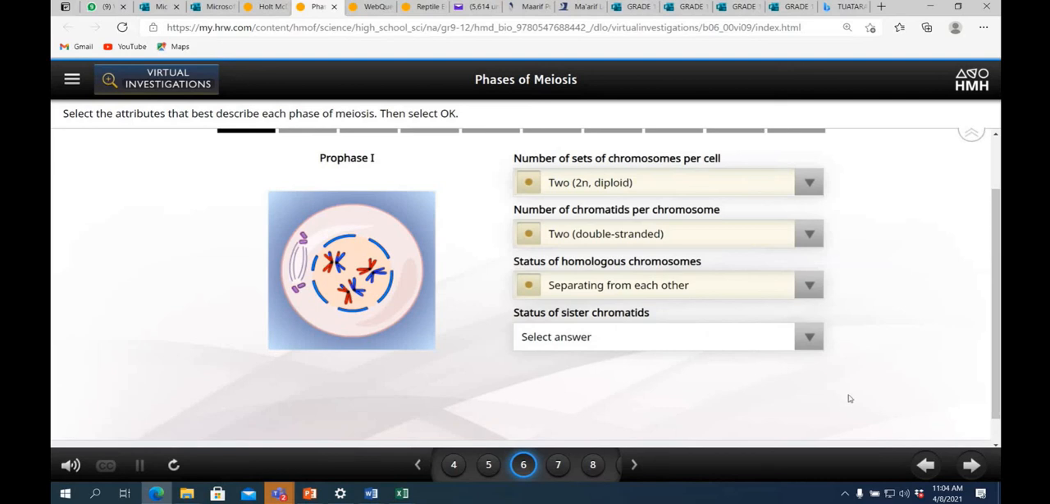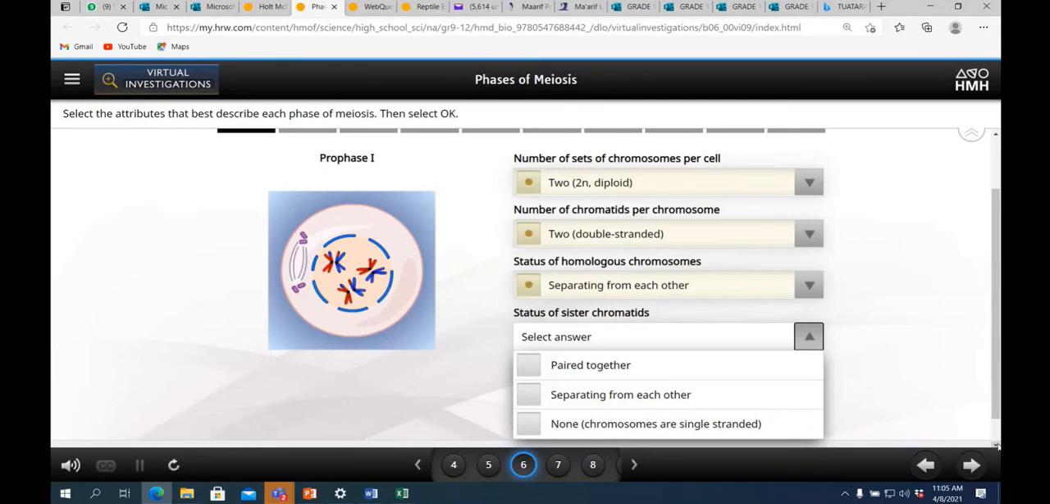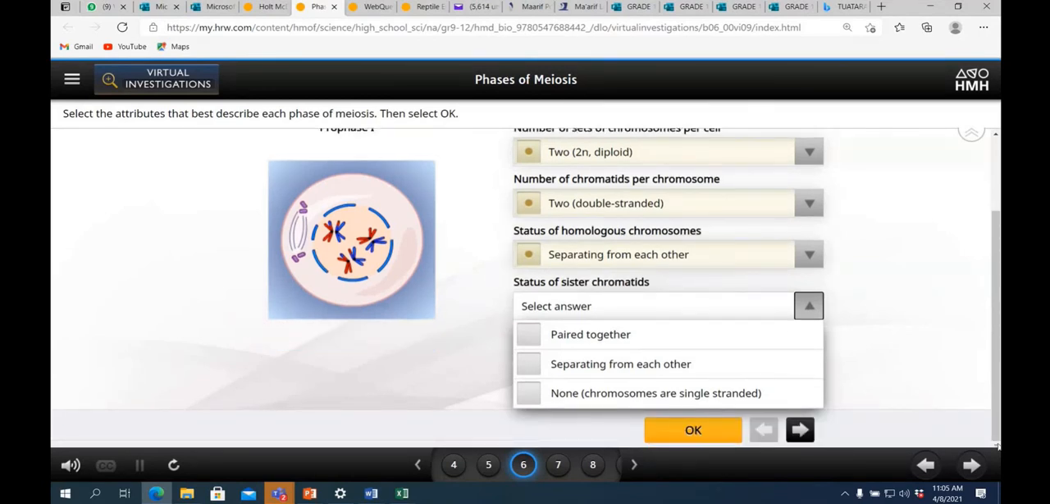How do we know? Oh, it will tell us when we are going further. Status of the sister chromatids. How are the sister chromatids? Paired together, separating from each other, or none? Obviously they are paired together. The sister chromatids are present on each chromosome, and they are paired together.